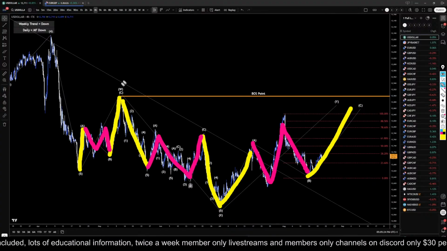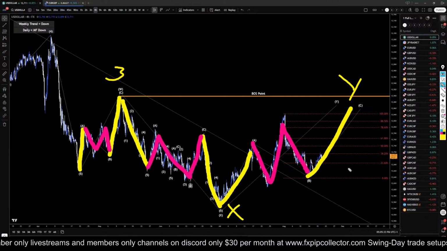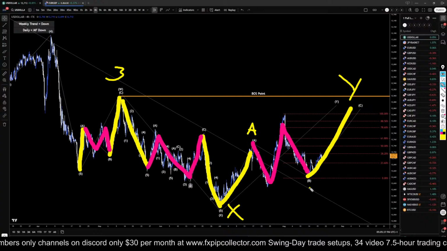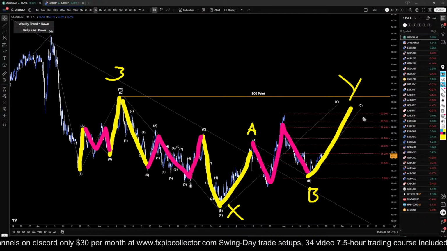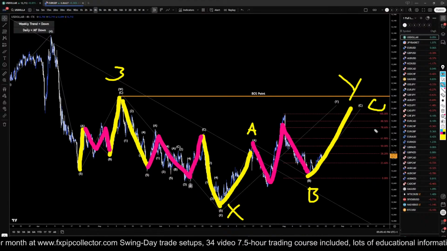So if I change back to this, you've got three waves up for the W, three waves down for the X, and now we have three waves up for the wave Y. So more than likely, this is an A of Y, this is a running flat for the wave B of wave Y, and this is a wave C of wave Y. So that's my US dollar analysis. I think the US dollar is going to go up, probably for a decent amount of time.